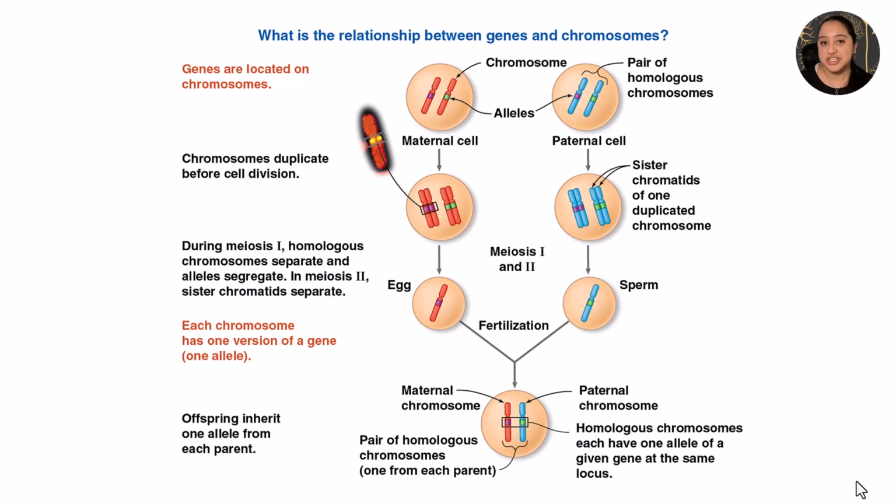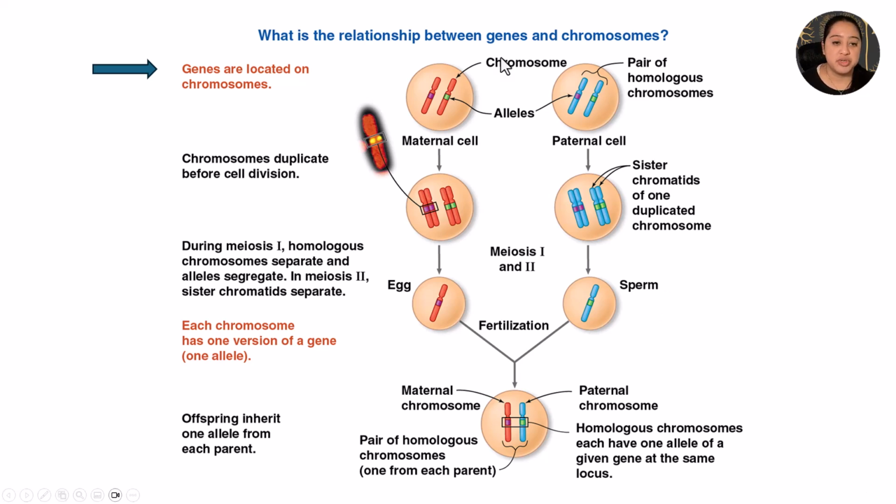So what is the relationship between genes, which we talked about, and chromosomes? We're going to go one by one. Genes are located on chromosomes. They are segments of DNA that code for something. And so they are located on chromosomes.